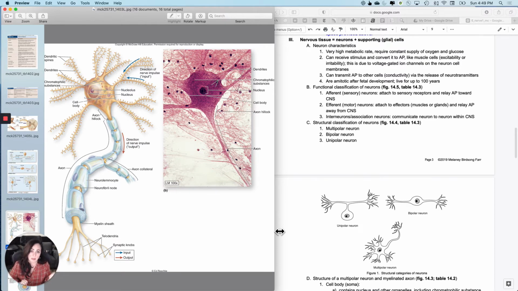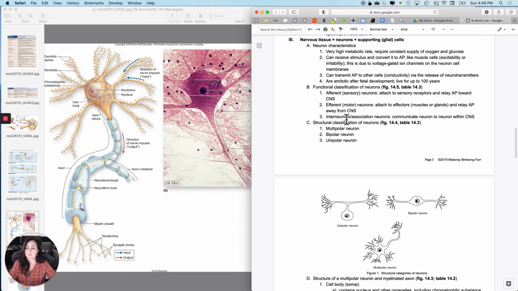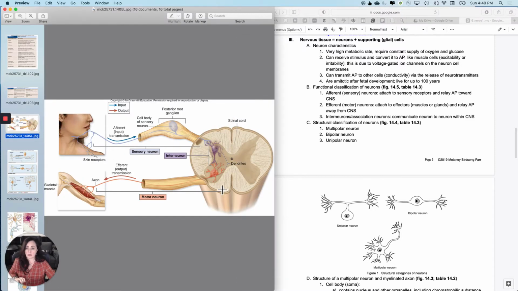Okay. So now what I want to do is talk about what neurons are actually doing. There's 3 different things that a neuron could be doing, and this is hard for people to understand. So these are called the functional classifications of neurons. What is a neuron doing? Okay, so I'm going to use a simple diagram to show you. So this is showing information in, and then information processed, and then information out.